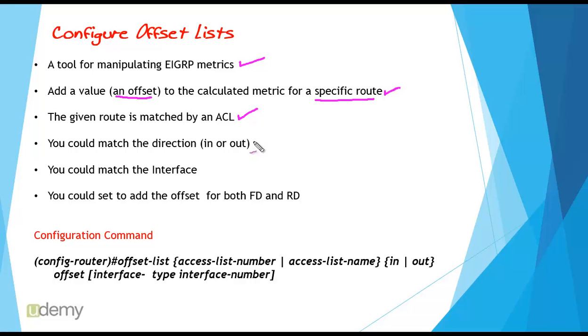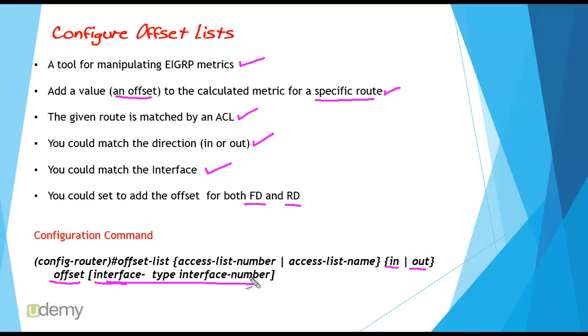And then we could match the direction of the route. We could tell the router when this route comes in to this interface or goes out this interface, add this value to the metric which is calculated. So we could match the interface too. And the final tip is you could add this offset for both the feasible distance and the reported distance. The command for setting the offset list is offset-list, and then access list number or access list name, then in or out, meaning when the route comes to the router or when the route goes out from the router, and the offset number, the value which you want to add to the metric, and then you could specify which interface you want to add this value to.